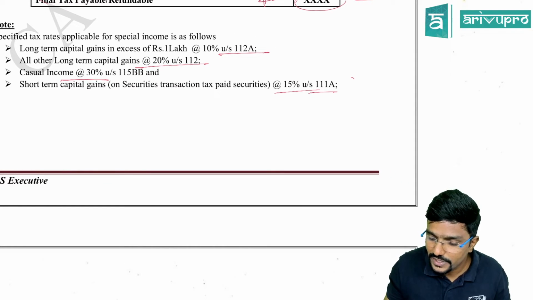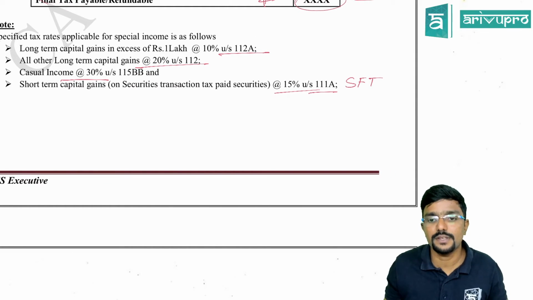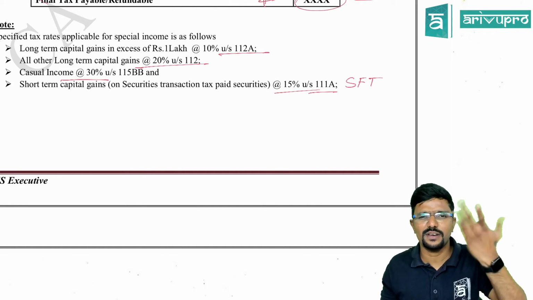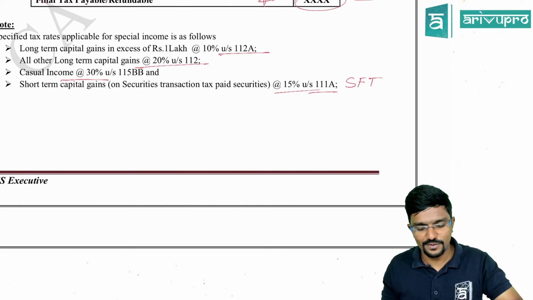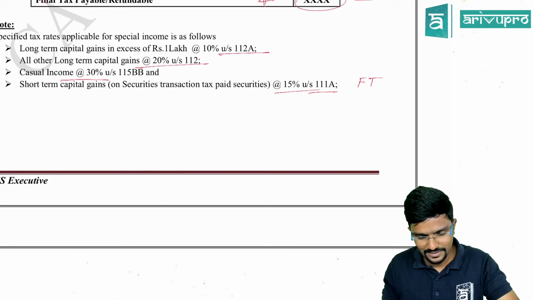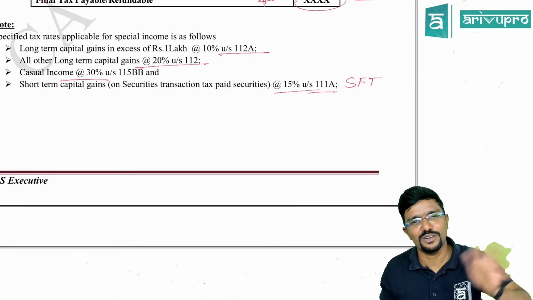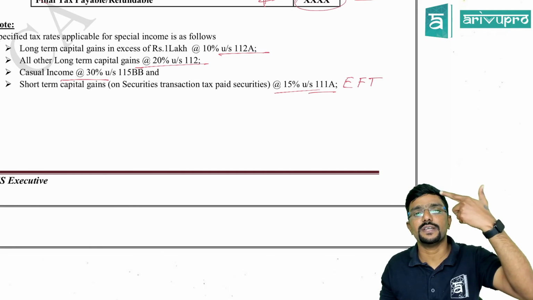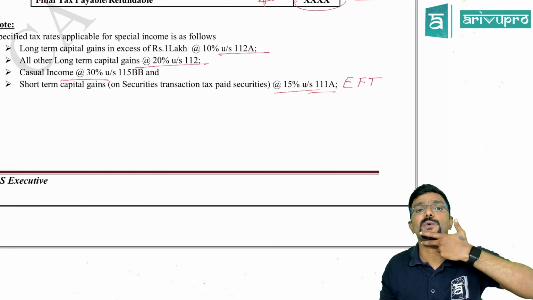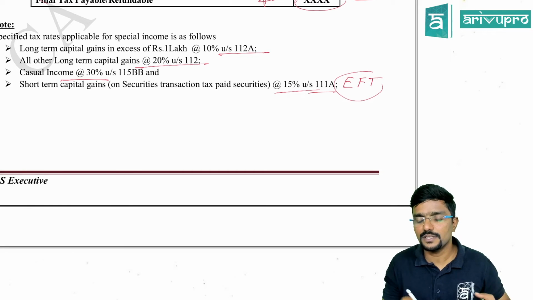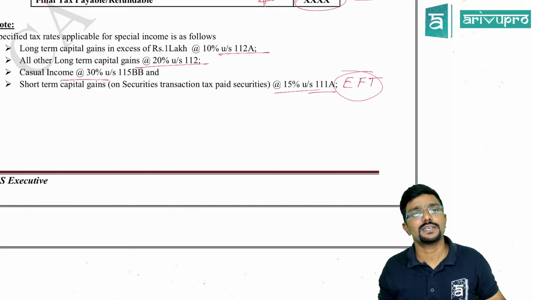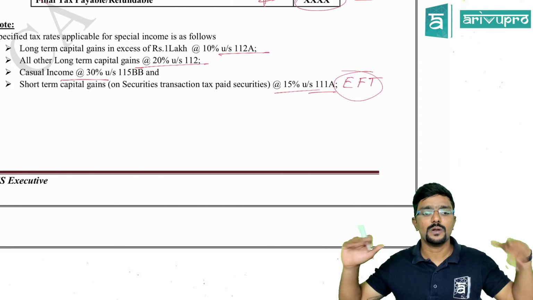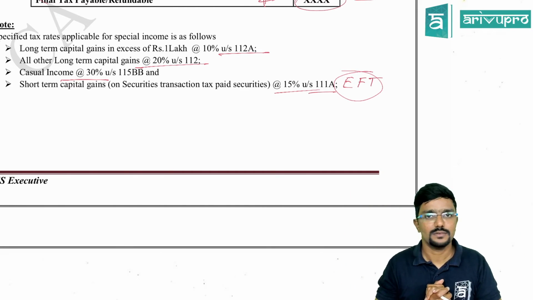Please mention here only EFT. Only if the asset is EFT, not SFT. Shares, okay, EFT or SFT, one and the same. Let me take EFT only, because E means equity shares. So let me mention E only. So EFT means equity shares, equity oriented fund, and the last one is units of business trust. Only for these three assets, section 111A is applicable. Whereas for all other short-term capital gain, it is not a special income. Normal rates are applicable. Clear, guys?